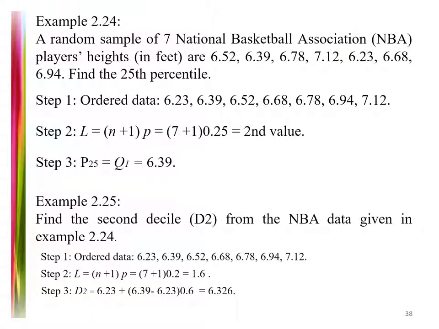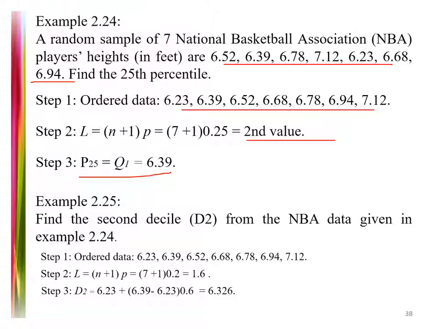Alright, so this is a simple example. A random sample of 7 NBA players' heights is given here. Find the 25th percentile. So just rearrange this data in increasing order. Next, calculate the location: 7 plus 1 times 0.25 is the second value. So that means Q1 is 6.39.